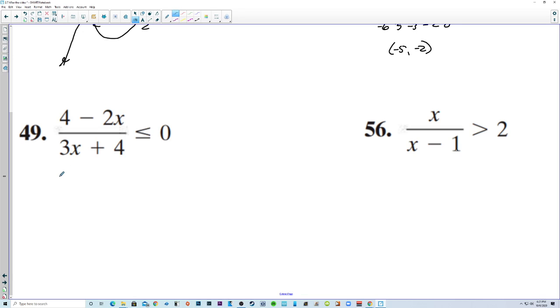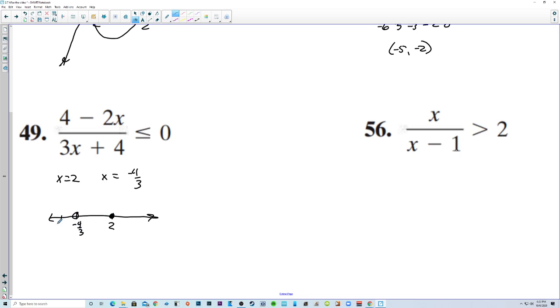2 makes this 0. So x equals 2. And x equals negative 4/3 is the vertical asymptote for this function. Now we can include the 0. So negative 4/3 and 2. We can include the 2, but we cannot include the negative 4/3.